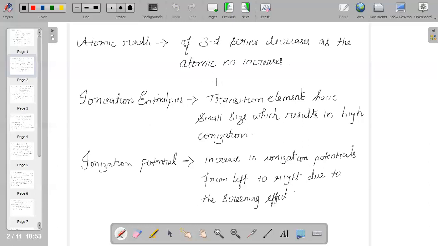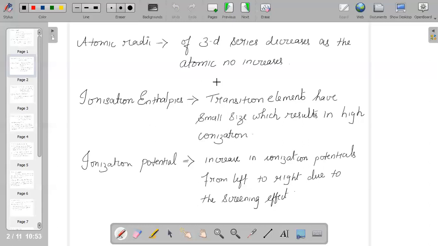The atomic radii of the 3d series will decrease as the atomic number increases. And when we talk about ionization enthalpy, the transition elements have small size, and that results in high ionization enthalpy.